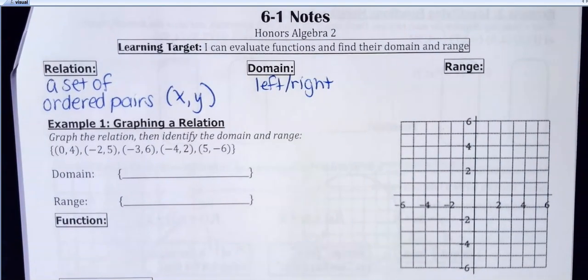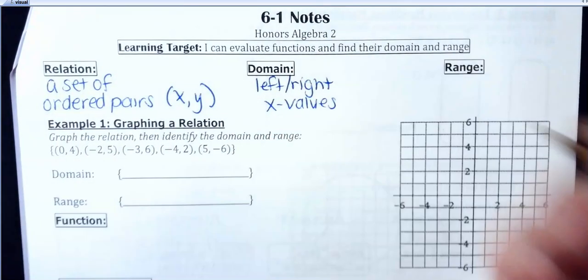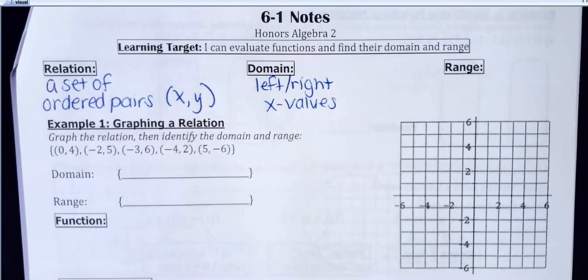Does it go with X or Y? X or Y? Yes. So this is X values for your domain. If they just list points, you're actually going to list the X values. If we have a connected graph, like a line or a parabola or something like that, then we're going to do some interval notation.